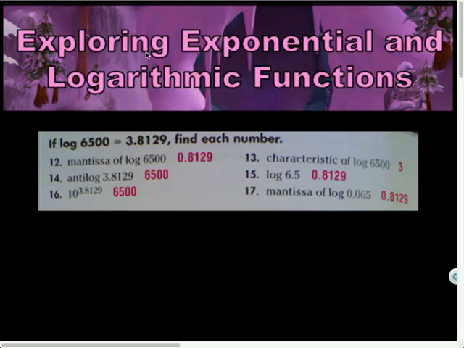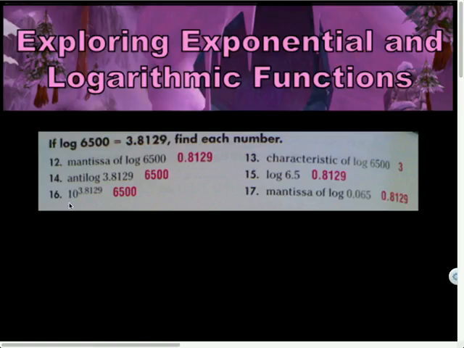We're talking about common logarithms. Those are logs of base 10, where the base is not written, but it is implied. And we're on page 620 doing some math, going over the quest from last night.